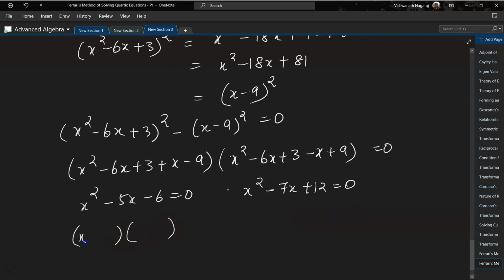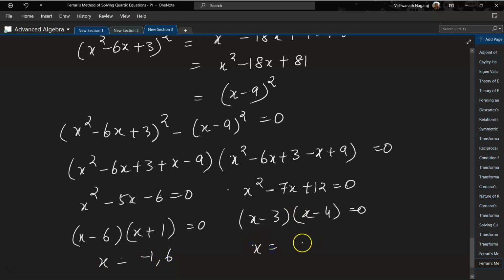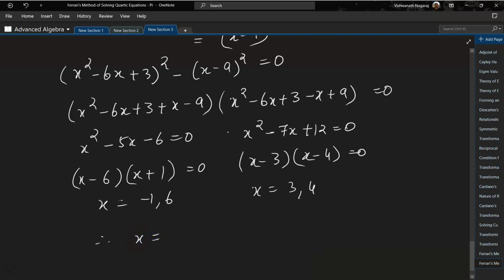This can be factorized. x minus something equal to 0. So this will be what? 6 times 1 is 6. So minus 6 plus 1 is minus 5. Similarly, x square minus 7x plus 12 equal to 0, which factors as 3 and 4. So x is equal to minus 1 or 6, and x is equal to 3 or 4. Therefore x is equal to minus 1, 3, 4 and 6. Okay, so these are the roots of the equation. Let's do the third problem.